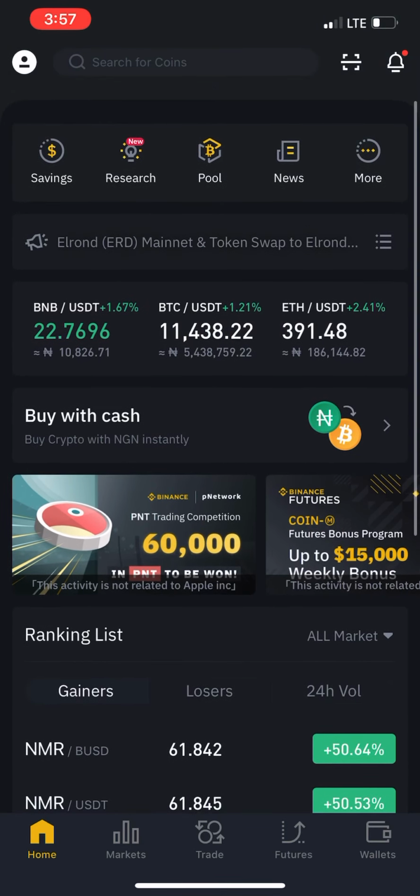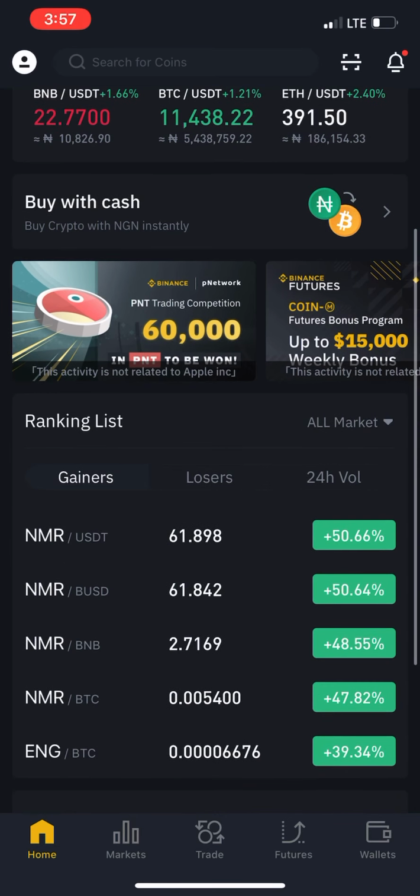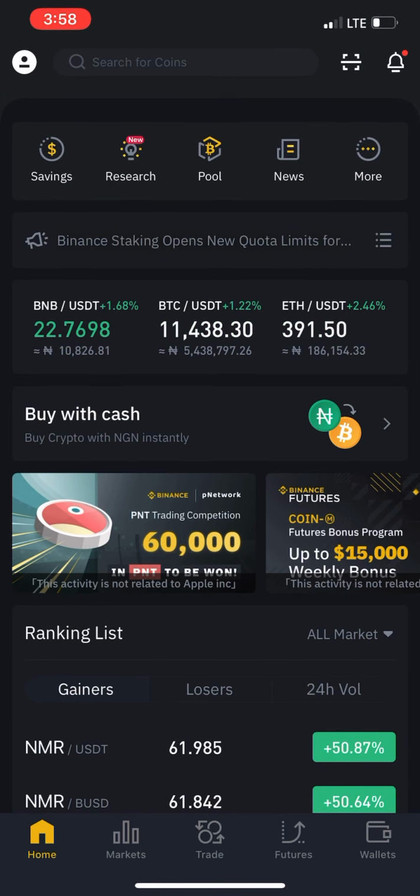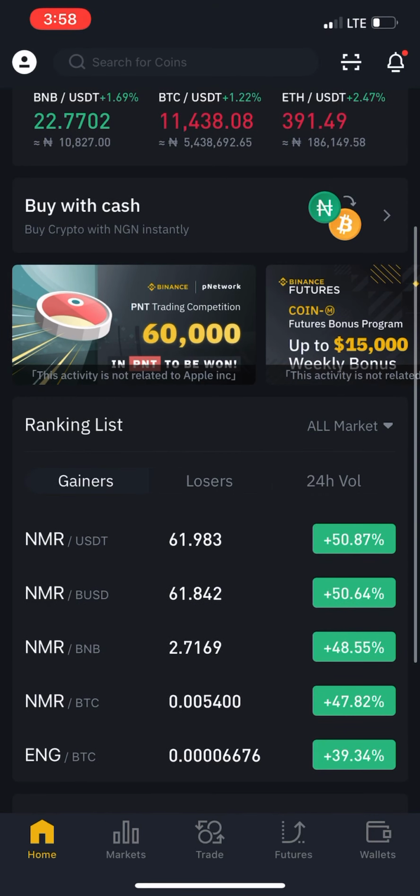So now this is the home page of the Binance application. Whenever you are using your phone, this is the home page. Here is the ranking list of the particular currencies which are gaining the most profit at a particular moment or on a particular day.